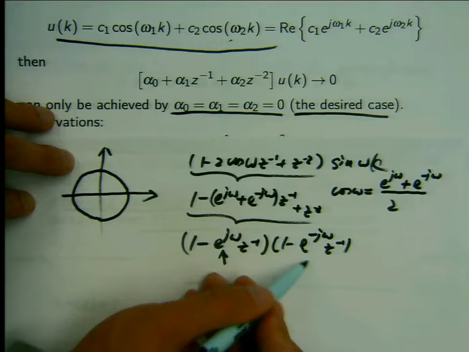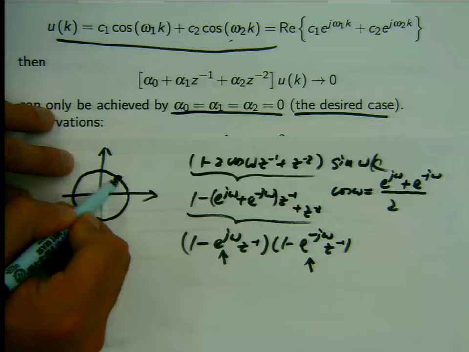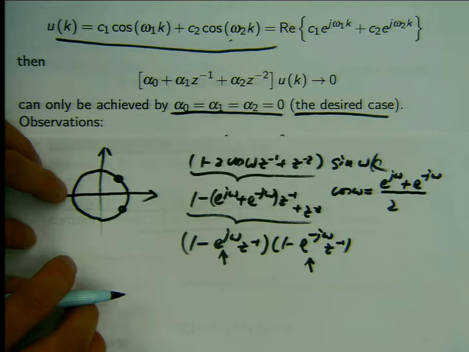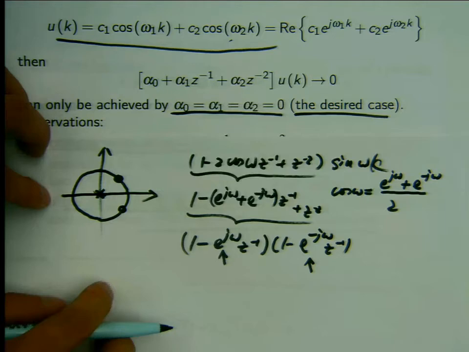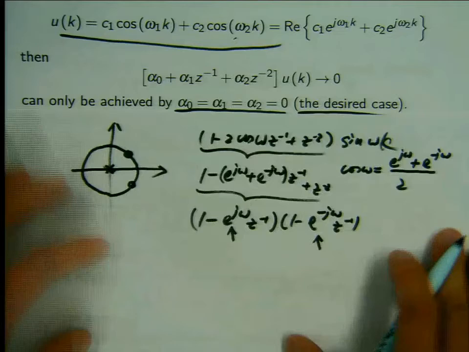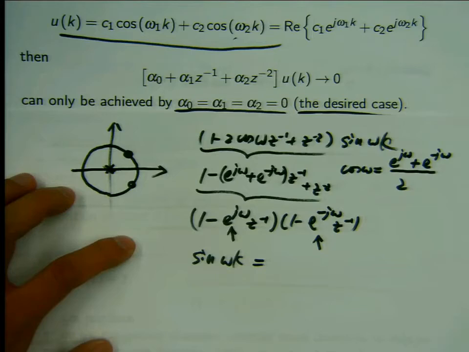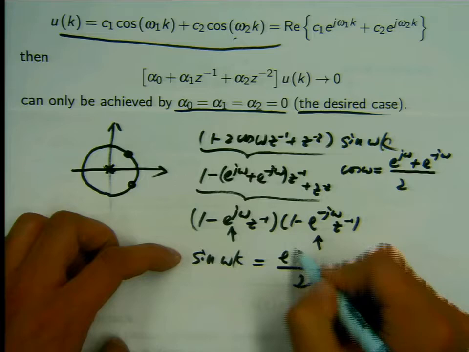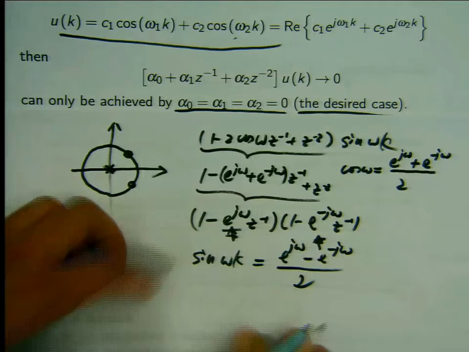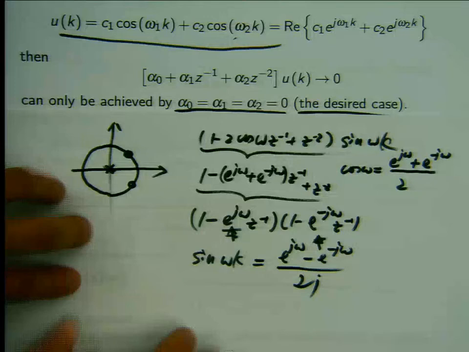So it's this guy and this guy. Let's say the location is here. So I have a zero here, and another zero here, right? Does it have any poles? It has two poles at the origin. So now, look at this input and remember what we did: sine omega k, regardless of sine or cosine. The input sine omega k equals 1 over 2j, e^(j omega k) minus e^(-j omega k). This looks correct.